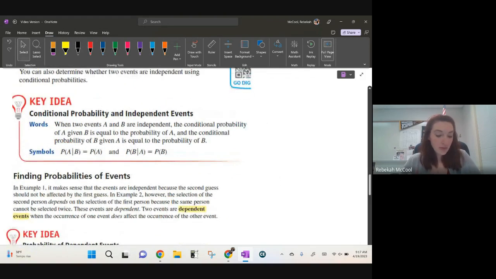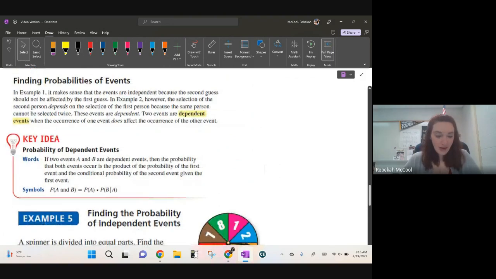We can also determine this using conditional probabilities. When 2 events A and B are independent, the conditional probability of A given B is equal to the probability of A, and the conditional probability of B given A is equal to the probability of B. Since they don't depend on each other, that first condition being met doesn't affect the second thing that we want at all. So that's why it's just the original probability of the thing that we want to happen.